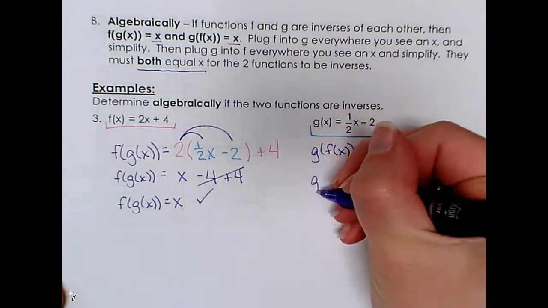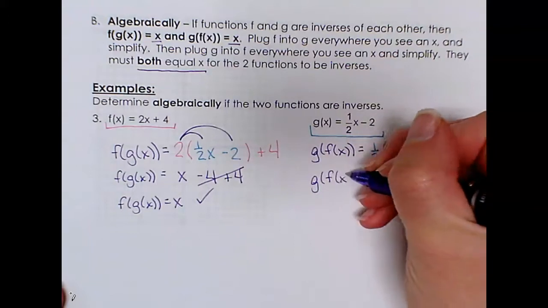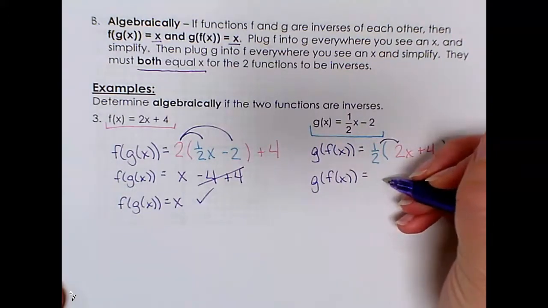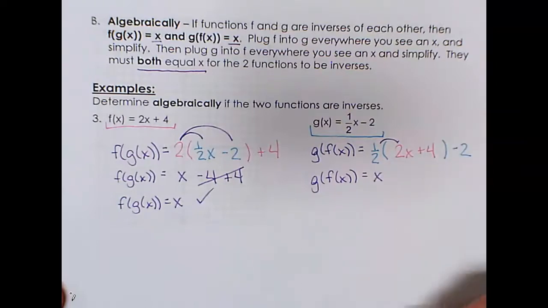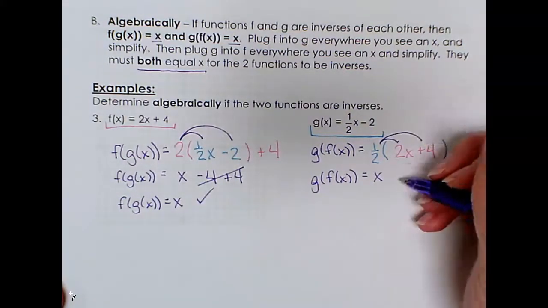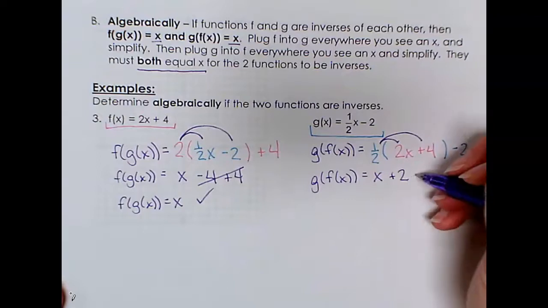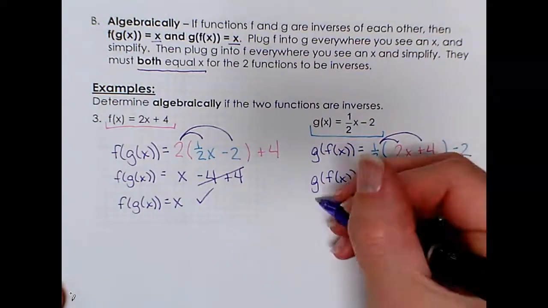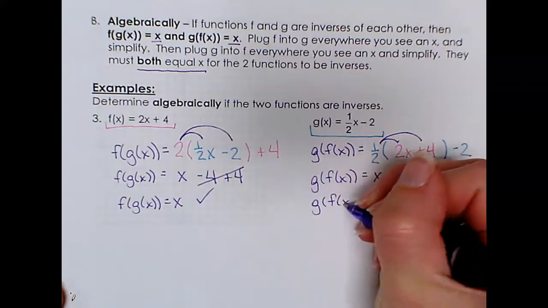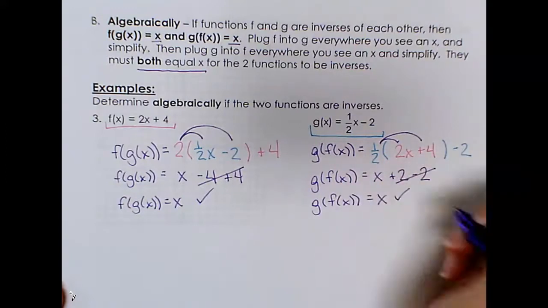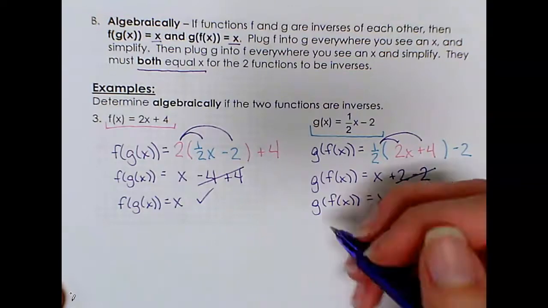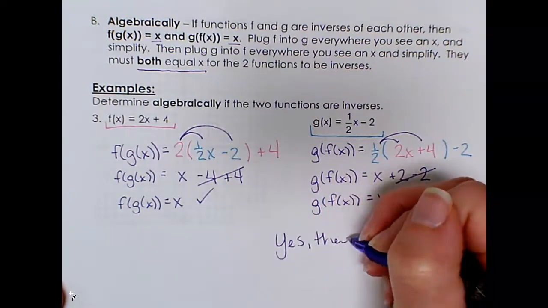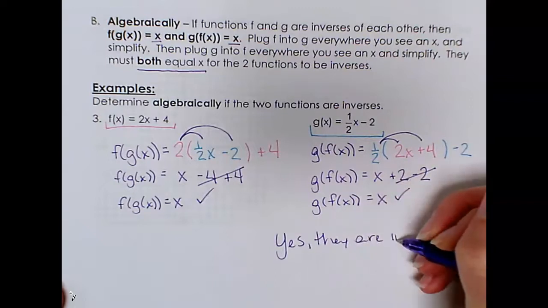And in order to simplify g of f of x, I have 1/2 times 2x. Half of 2 is 1, so that's just 1x. Half of 4 is 2, and minus 2. And 2 minus 2 is 0, so I have g of f of x is equal to x. Looking good. So I am able to verify that yes, they are inverses.